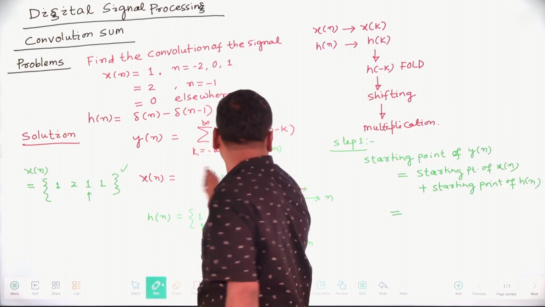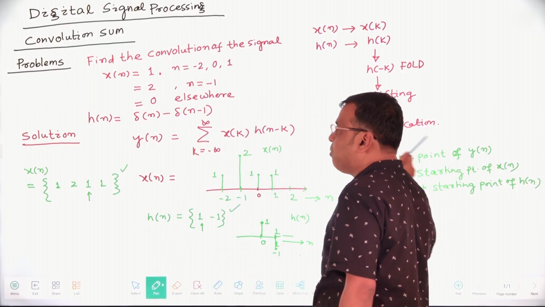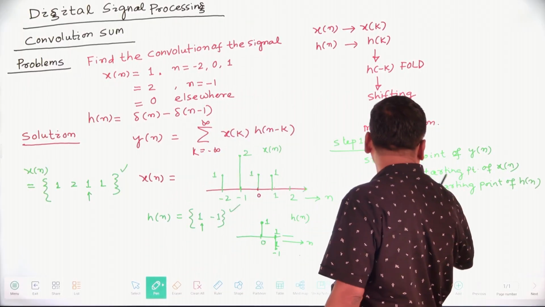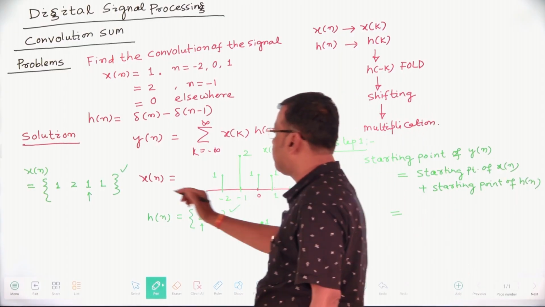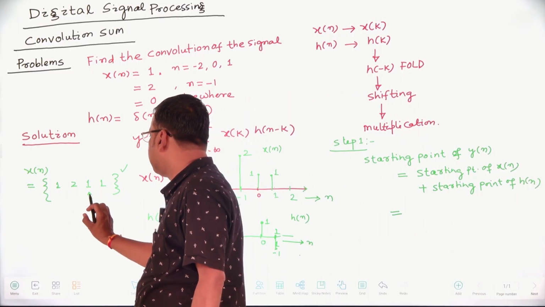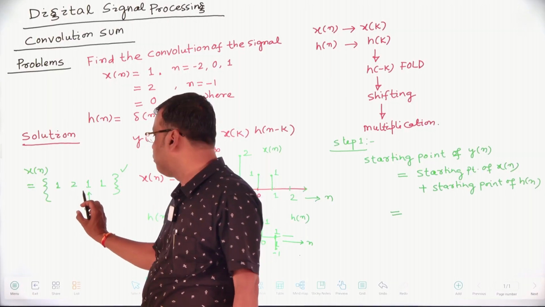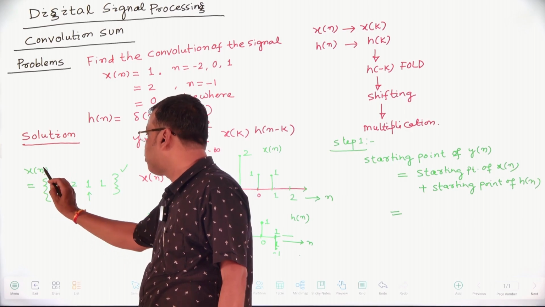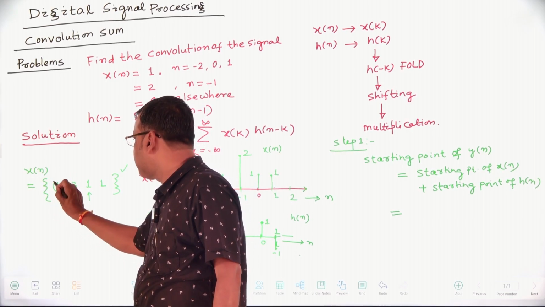The starting point of y of n, your output signal or response of the signal, is the starting point of x of n here. What is the starting point of x of n here? This arrow mark indicates n equal to 0. This is your n equal to minus 1, and this is n equal to minus 2. So the starting point of x of n is nothing but here, the starting point.